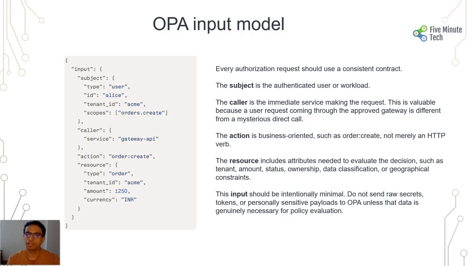Now, the OPA input model. Every authorization request should have a consistent contract, as we are seeing in the left-hand side JSON. The subject is your authenticated user or workload. The caller is your immediate service making the request. The action is business-oriented, such as order.create, not merely an HTTP verb, and the resource includes the attributes needed to evaluate the decision, such as tenant, amount, status, ownership, etc. The input should be intentionally minimal.